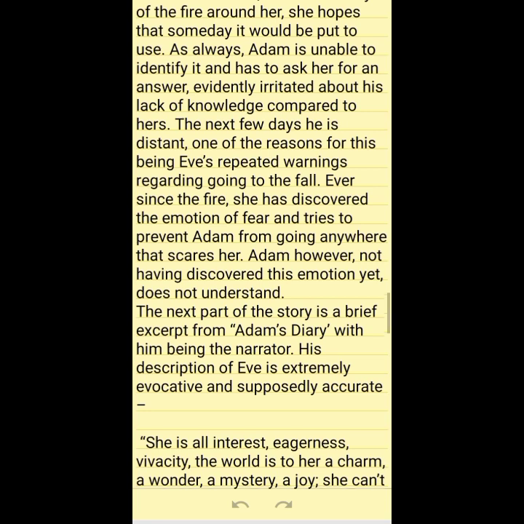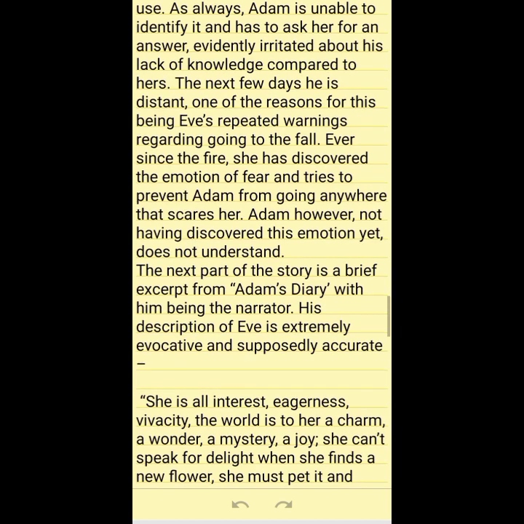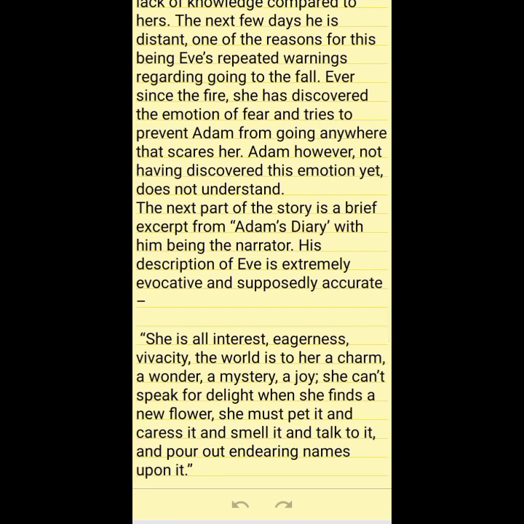One of the reasons for this being Eve's repeated warnings regarding going to the fall. Ever since the fire, she has discovered the emotion of fear and tries to prevent Adam from going anywhere that scares her. Adam, however, not having discovered this emotion yet, does not understand.